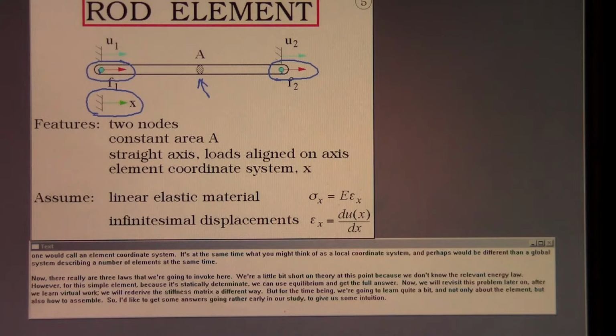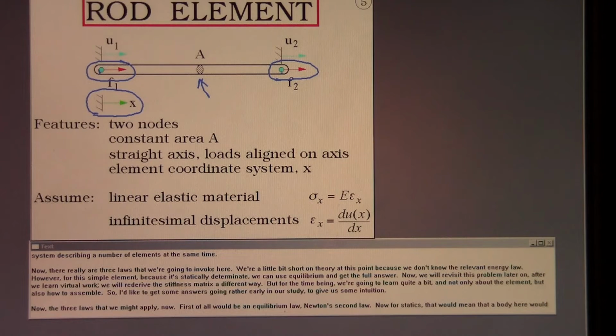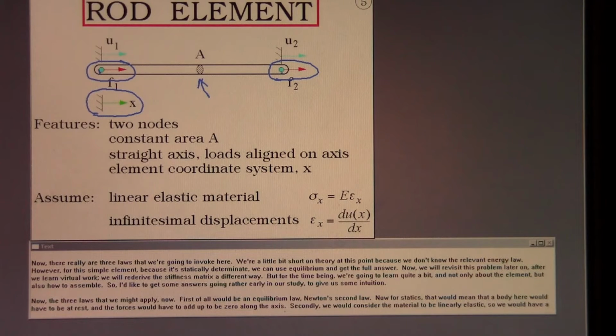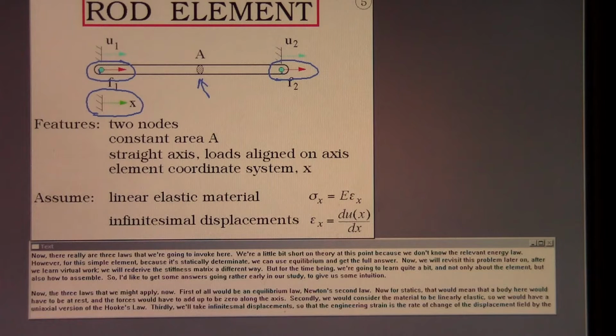Now, there really are 3 laws that we're going to invoke here, and we're a little bit short on theory at this point because we don't know the relevant energy law. However, for this simple element, because it's statically determinate, we can use equilibrium and get the full answer. Now, we will revisit this problem later on after we learn virtual work, and we'll rederive the stiffness matrix a different way. But for the time being, we're going to learn quite a bit, and not only about the element, but how to assemble. So I'd like to get some answers going here rather early in our study to give us some intuition.